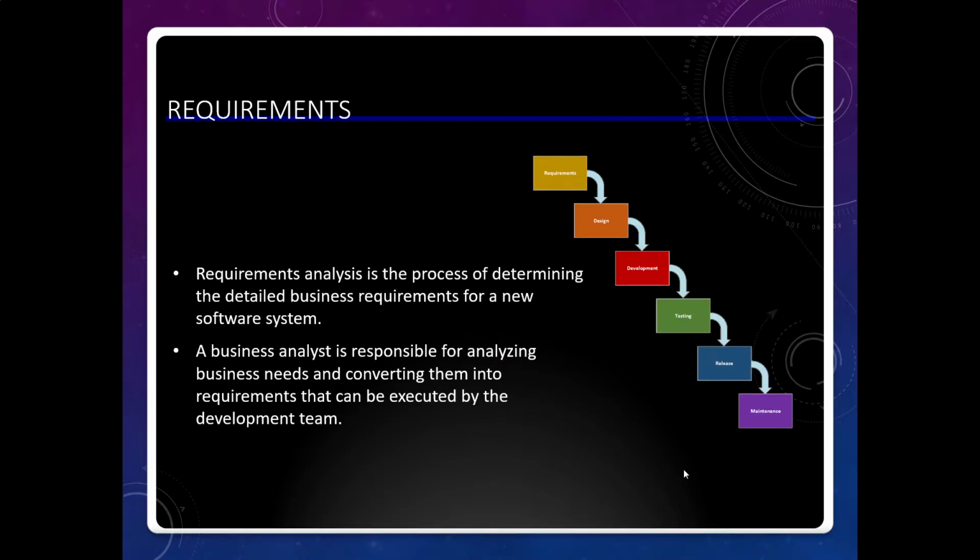Okay, so let's talk in detail about these different levels of the waterfall model. So the first level, requirements analysis. It's the process of determining the detailed business requirements for a new software system. So we talked about that quite a bit in database design, how we go talk to all the stakeholders, right?